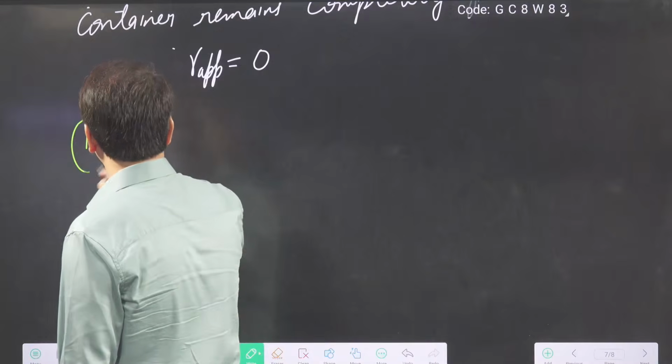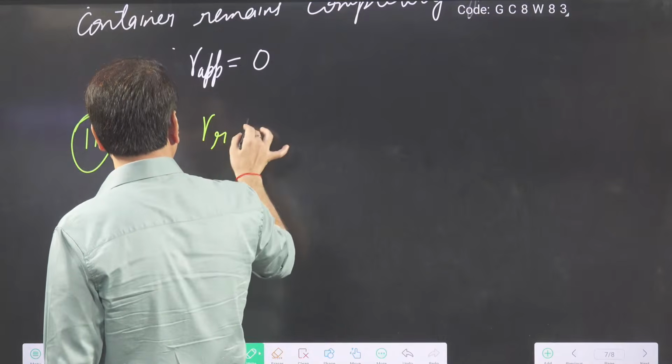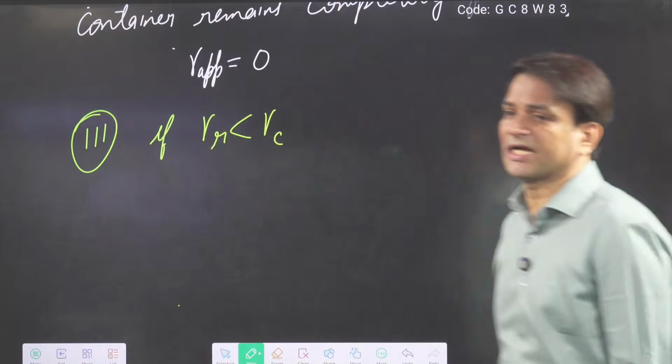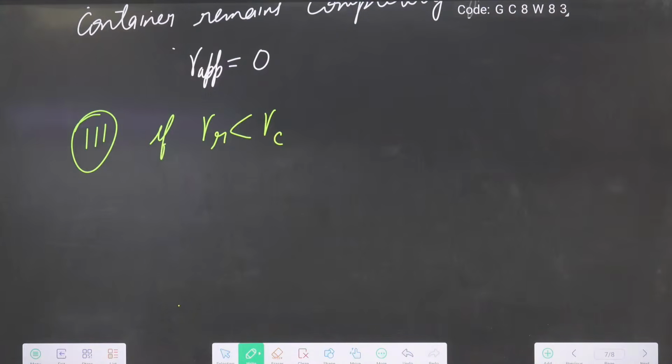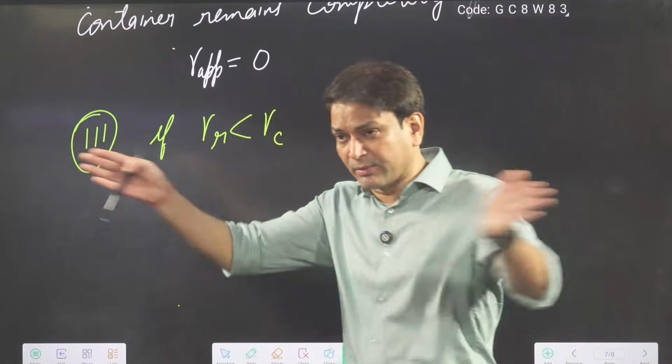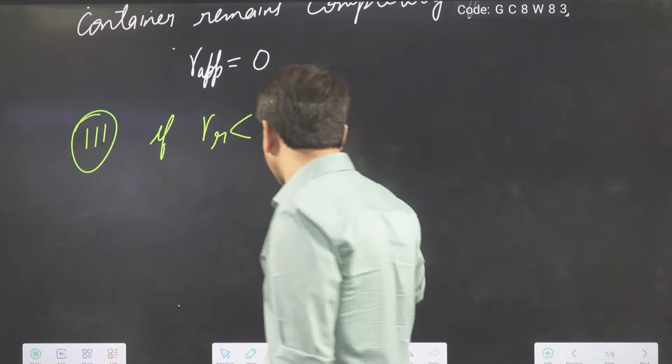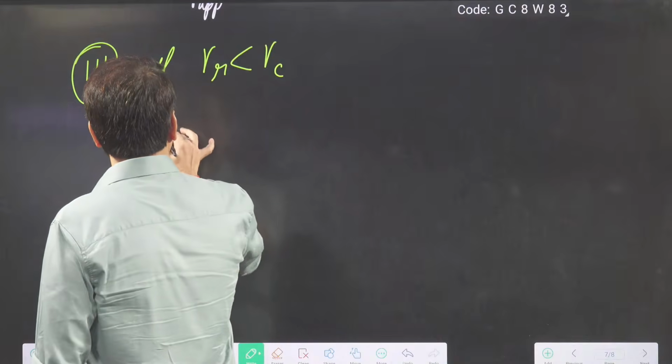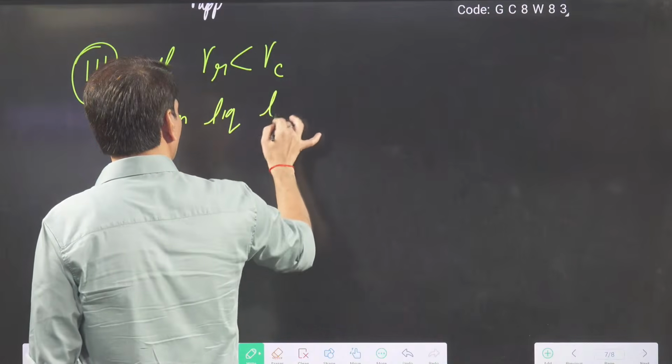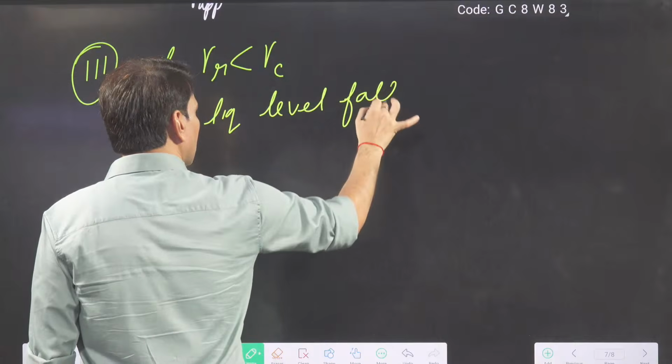And number 3, if gamma real is less than gamma container, means liquid expands less than the container, what will happen? The level will fall. Why? The container expands more, the liquid expands less, so the level will fall. Not water level, liquid level.